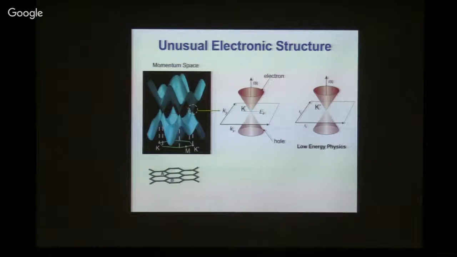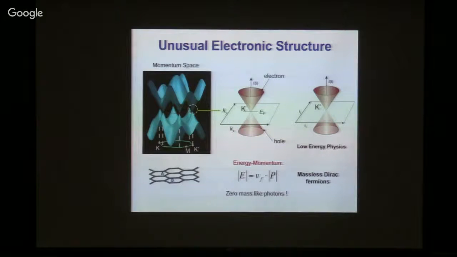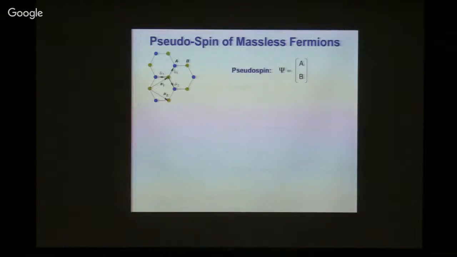As you can see from this dispersion relation, we can easily tell that energy is proportional to momentum. That means when electrons are moving in this hexagonal lattice, the behavior becomes very different from a regular particle where energy is proportional to momentum squared. Instead, this dispersion reminds us of photons. So that means these electrons moving in this hexagonal lattice actually behave like massless particles, and they are known as massless Dirac fermions. One key signature of this massless Dirac fermion is the so-called pseudo-spin degree of freedom.